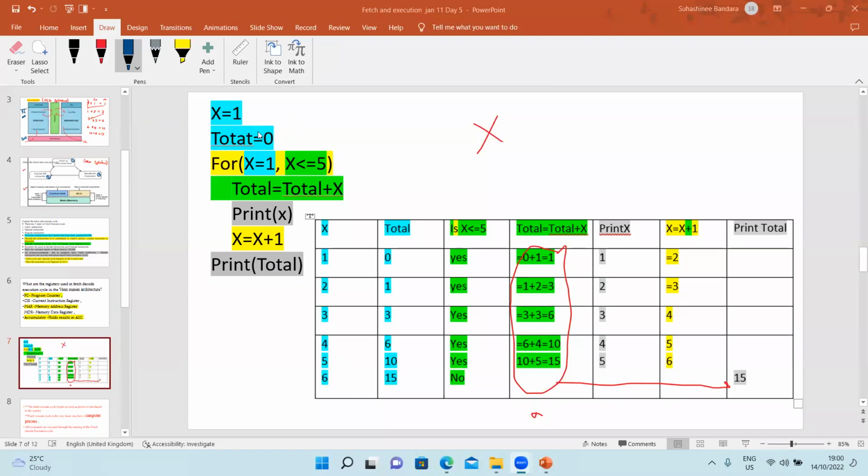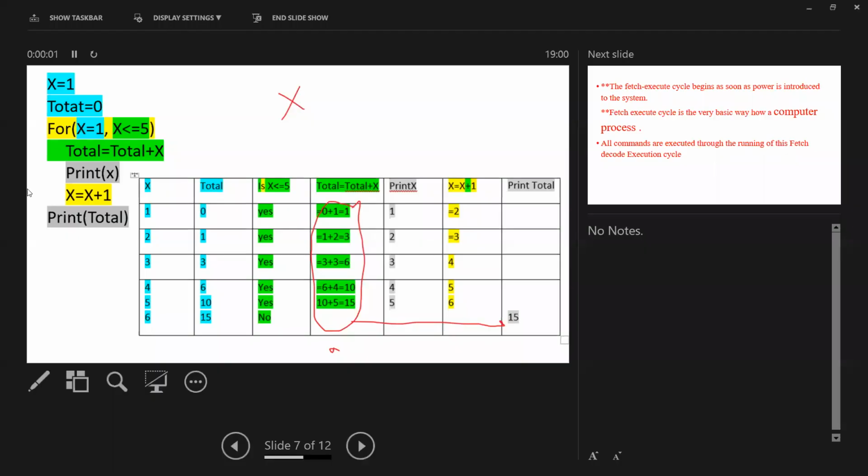Just look, this is the process we have to do. X is equal to 1. Then total is equal to 0. A for loop is there. X equal to 1, then up to X equal to 5. Find the total. Print X. X equal to 1, X plus 1. Then print the total. So this should execute until X becomes 5.